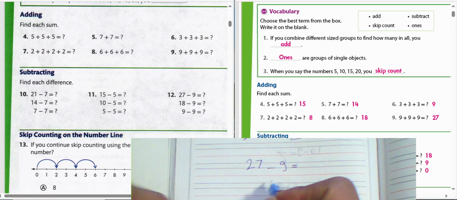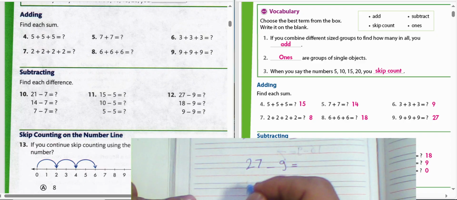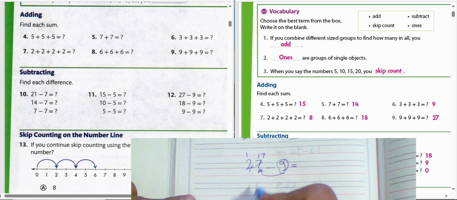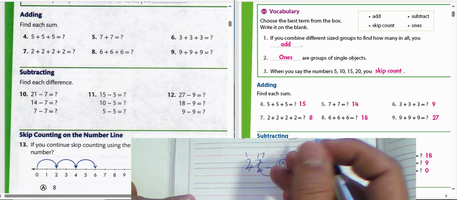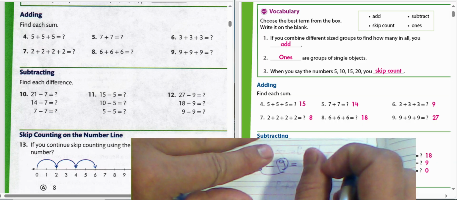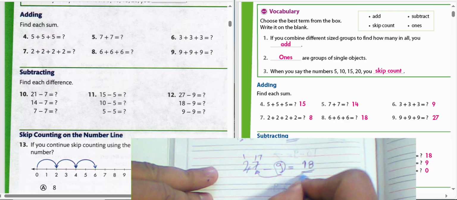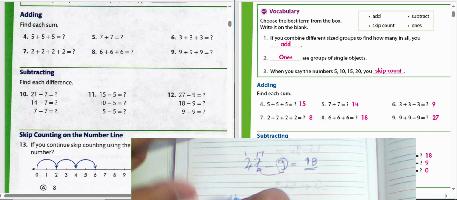We know 7 minus 9, we can't do it. So you must take 1 from 2. 2 will be 1 and 7 will be 17. Count from 9 to 17. Just after 9: 10, 11, 12, 13, 14, 15, 16, 17. So we have 8 fingers. And then the answer will be 18.